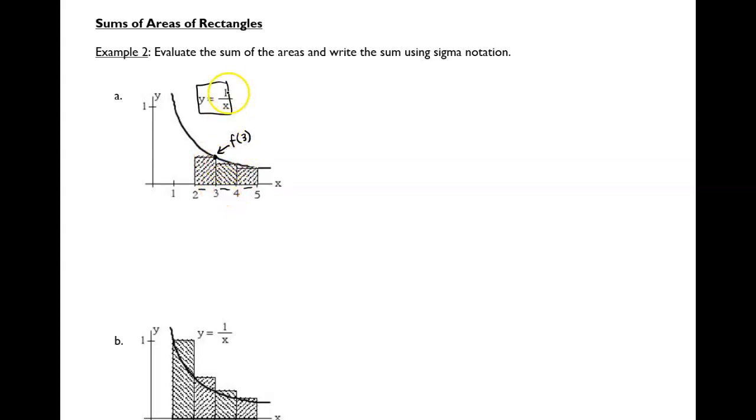And so I'm going to plug 3 into 1 over x to get my y value there. So I have 1 times 1 over 3 plus my next rectangle has a base of 1 as well. My height is f of 4, so 1/4, plus 1 times f of 5, so 1/5.